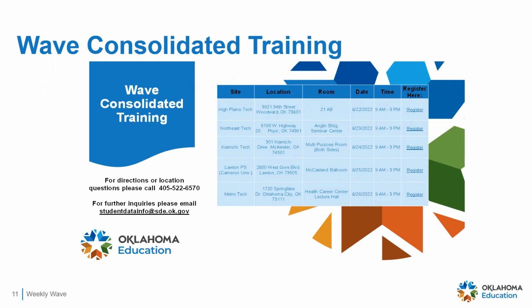There is a link to register on our page. And also, if you're traveling to one of these locations and you need directions or information about the location, you can call us at 405-522-6570, and someone will be available to answer your questions. Also, if you have other questions about this, you can email us at studentdatainfo@sde.ok.gov.